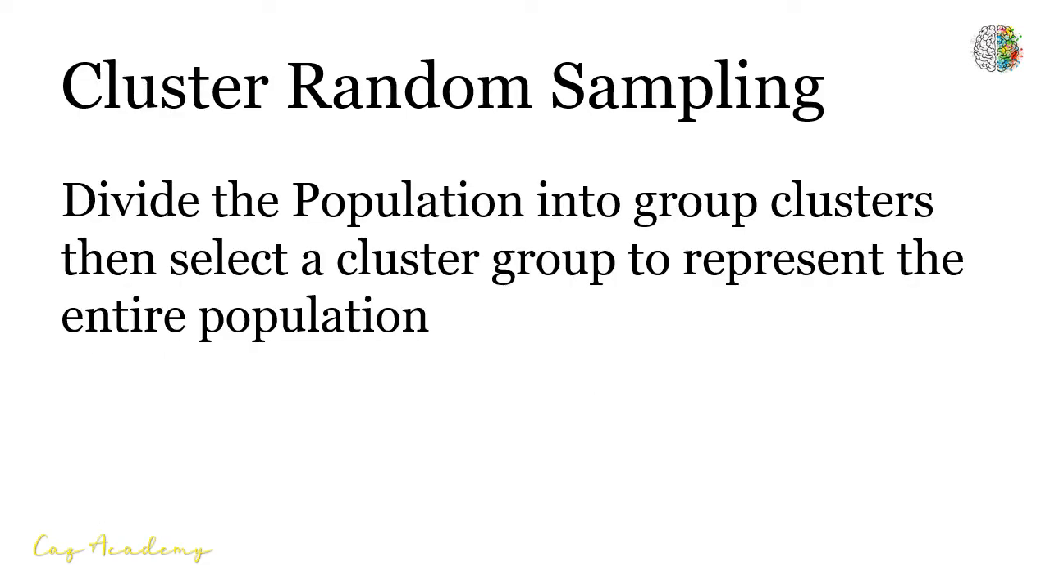Let's look at the next one. The next one is called a cluster random sampling. This is when you're going to divide the population into group clusters, then select a cluster group to represent the entire population.